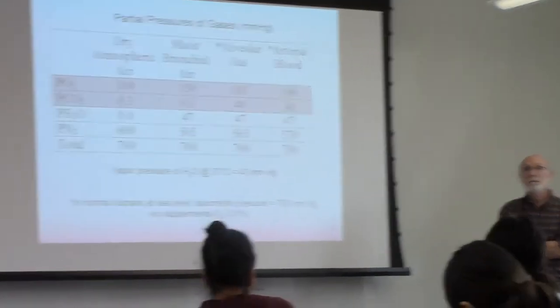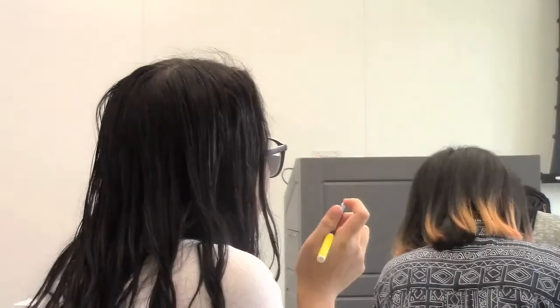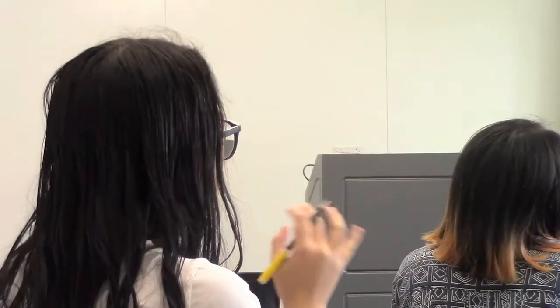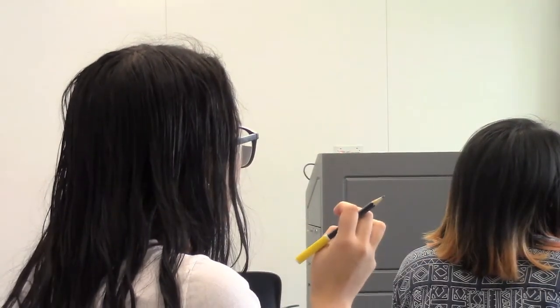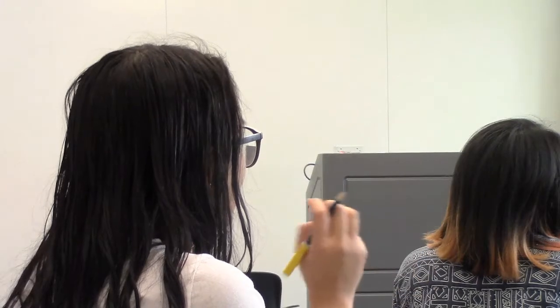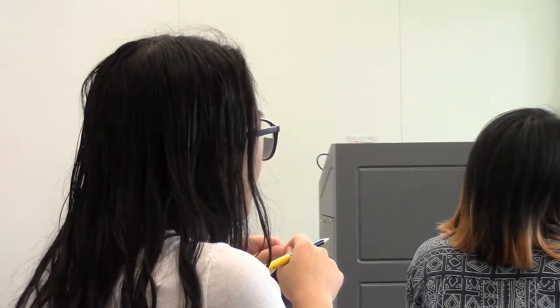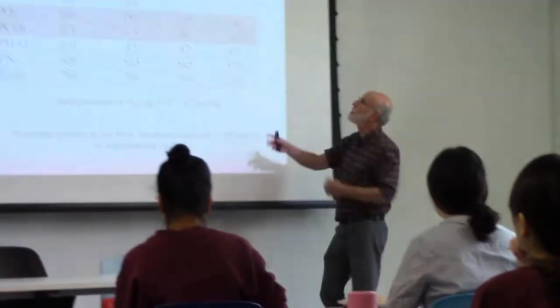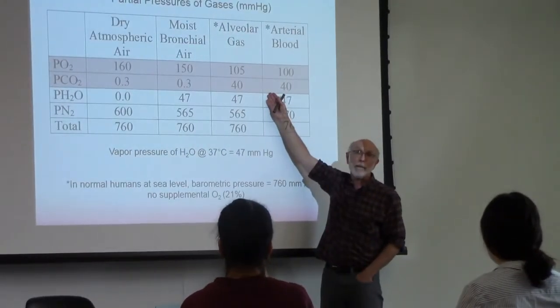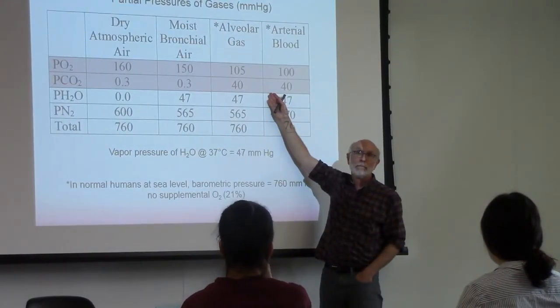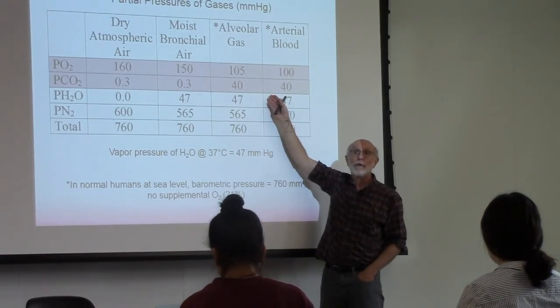So will that mean that there will always be a residual amount of O2 lingering in the alveoli? There's always a residual amount of oxygen in the alveoli, and in fact there's always a residual amount of carbon dioxide in the blood. Yes, both of those are true.